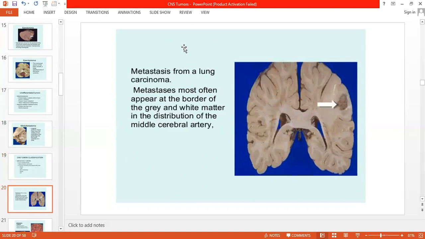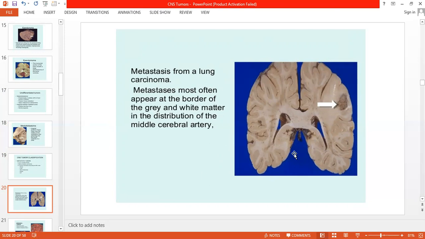So where will be the location of metastatic tumor? How does metastasis occur? Metastasis most often appears at the border of the gray and white matter in the distribution of the middle cerebral artery. You know why? Because the middle cerebral artery is the major blood supply to the brain. So there are greater chances of metastatic cells being delivered through the middle cerebral artery to the junction of the gray and white matter.